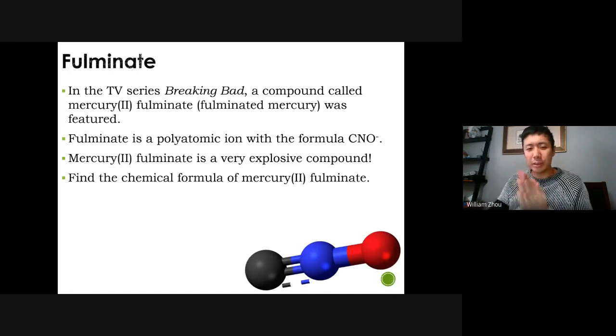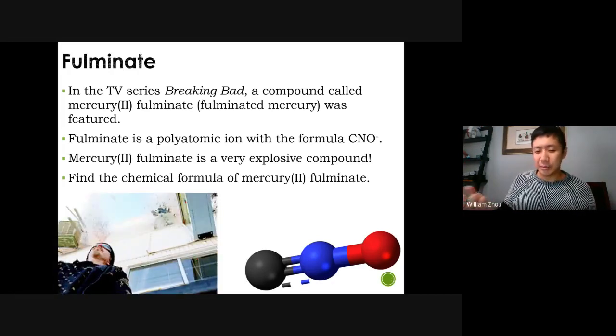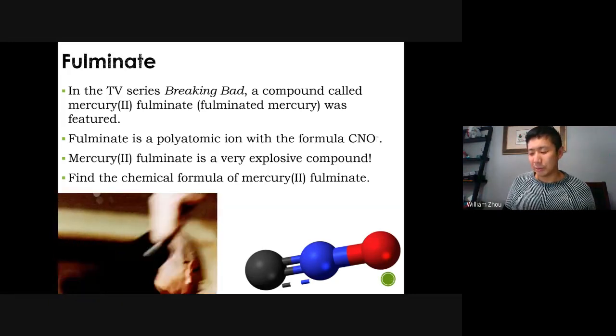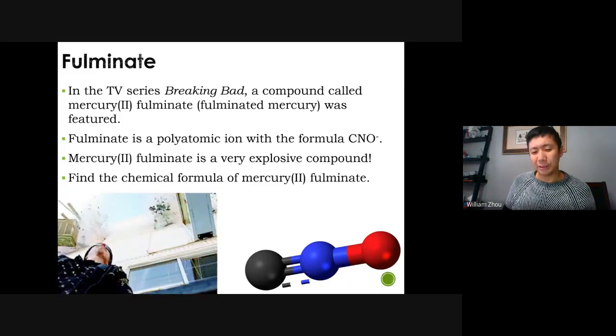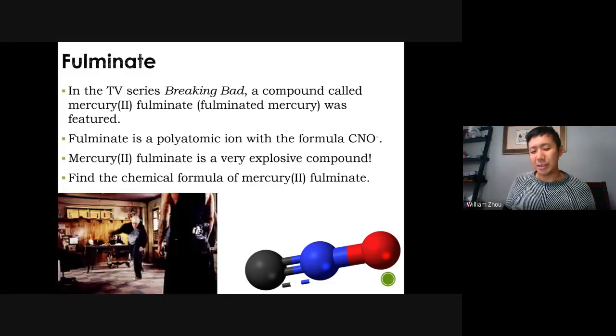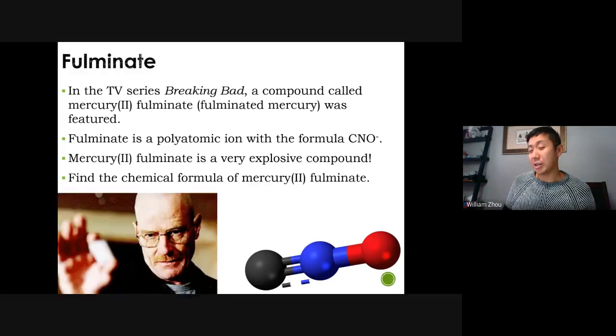Here's another cool one. If you watch Breaking Bad, it's a chemistry show. There's a lot of chemistry in there. And one of the first cool chemistry that was depicted in the show was this compound. They called it fulminated mercury on the show. The proper name is mercury 2 fulminate. Now, that's basically what happened. So this dude, he's making drugs, and he goes to a boss of some kind, like a mob boss on the street. He demands his money back. So he brings that. That looked like meth. It's actually not meth. It's mercury fulminate.